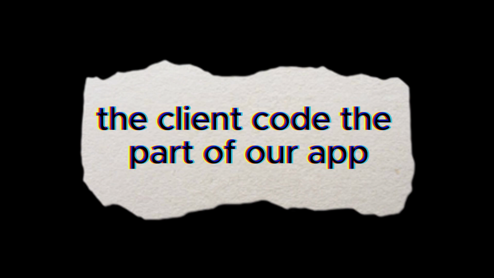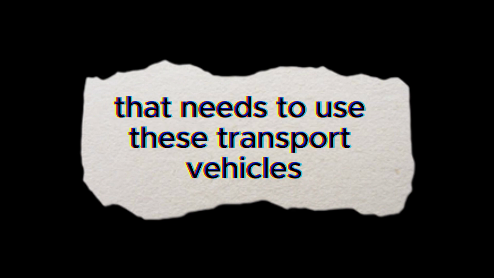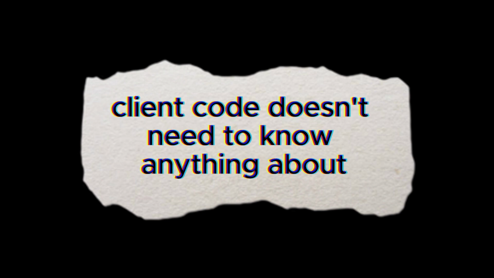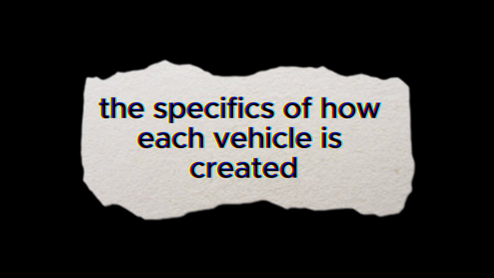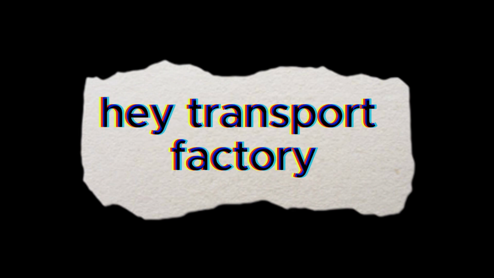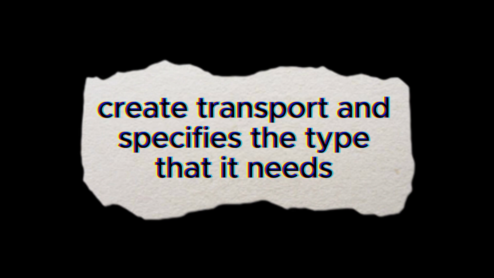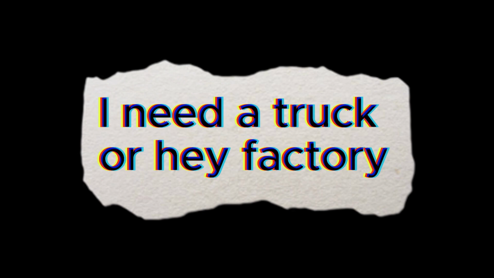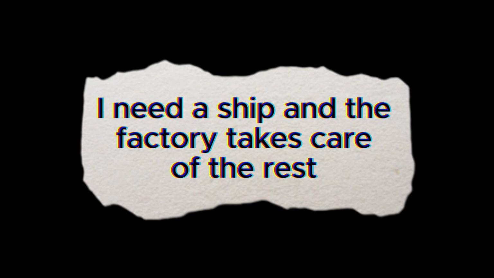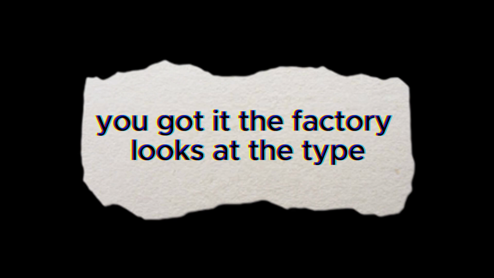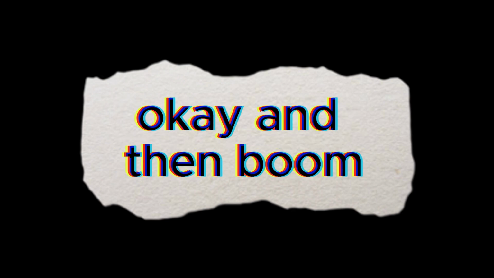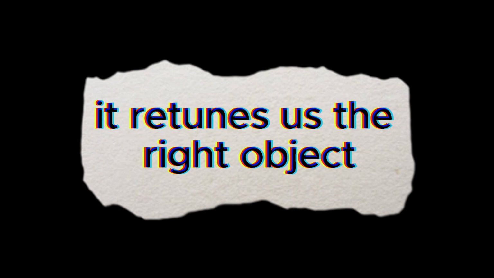Yeah. The client code, the part of our app that needs to use these transport vehicles. Right, like the part that figures out the best way to ship a package. Exactly. That client code doesn't need to know anything about the specifics of how each vehicle is created. Interesting. It just says, hey, transport factory, create transport, and specifies the type that it needs. So it's like saying, hey, factory, I need a truck, or hey, factory, I need a ship, and the factory takes care of the rest. You got it. The factory looks at the type, figures out which concrete factory it needs to use, and then boom, it returns us the right object.